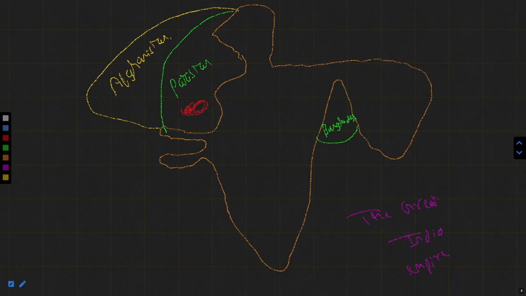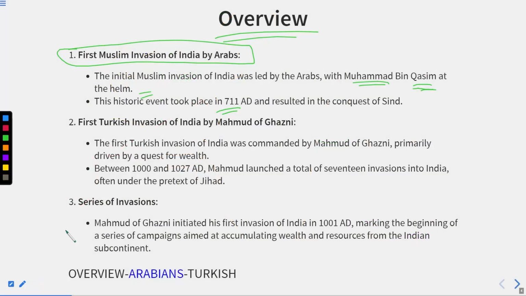region. That is the Sindh region, which is currently located in Pakistan, but it was part of the Indian subcontinent, or the Great Indian Empire. All right. So remember this: the leader's name was Muhammad bin Qasim, the year was 711. He was the leader of the Arabian army and they conquered Sindh.